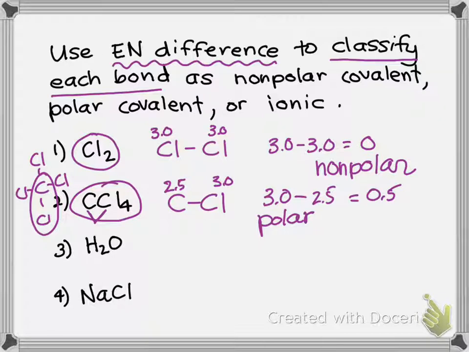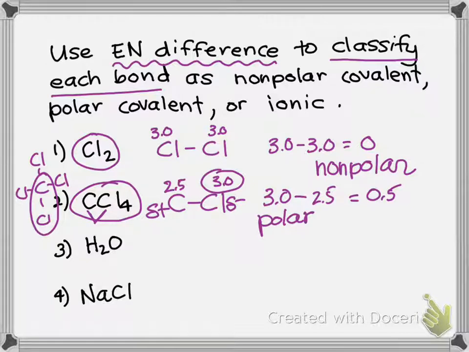Now, oftentimes, I'll ask you which one would be negative. Well, the one with the higher electronegativity is always partially negative, and the lower electronegativity is always partially positive, because the one with the larger number draws electrons toward it.